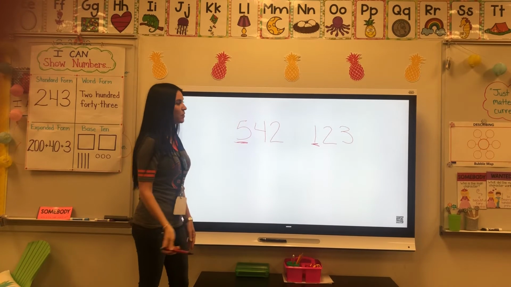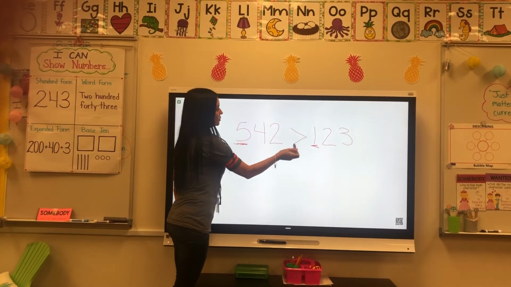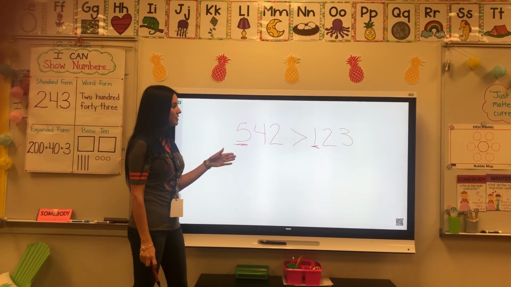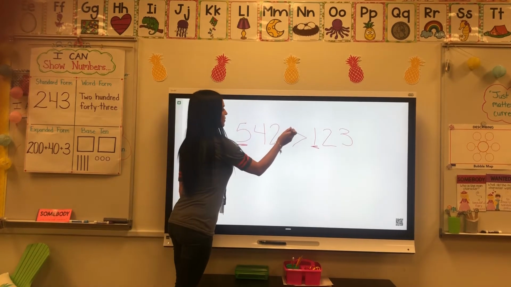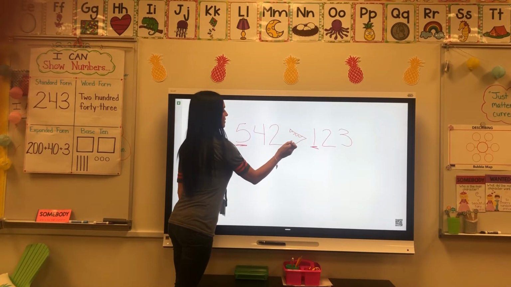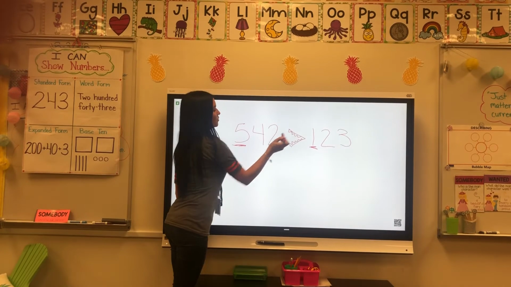If one of the hundreds is bigger, they automatically know that they need to draw the greater than sign facing the bigger number. And like we learned it, the greater than sign is an alligator and he wants to eat the bigger number.